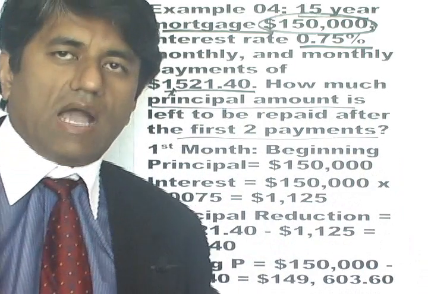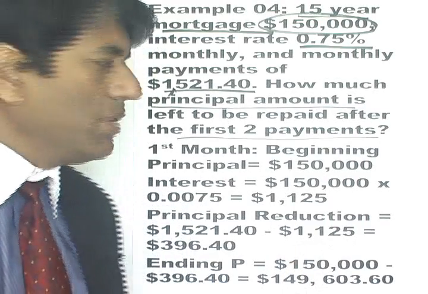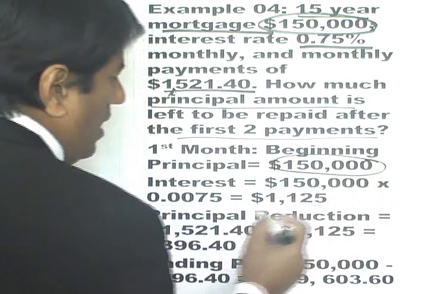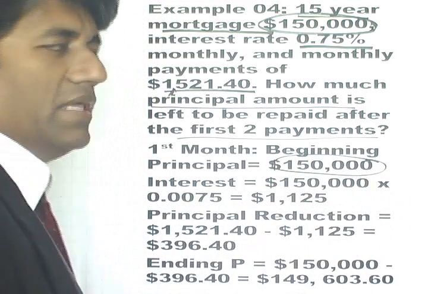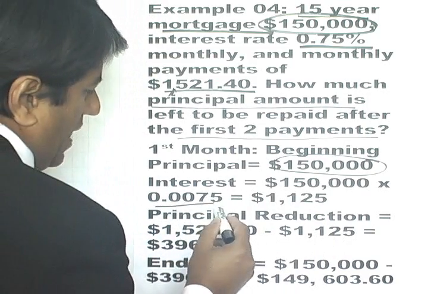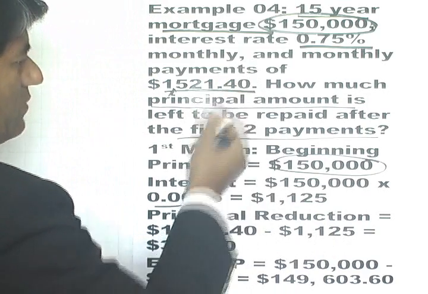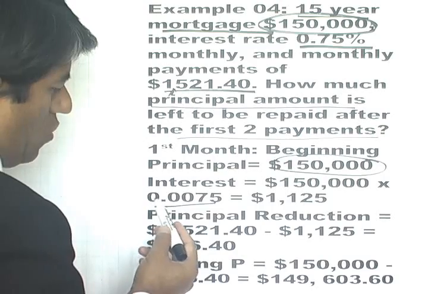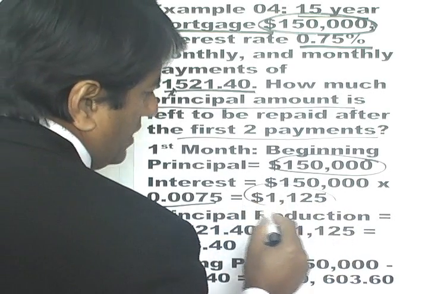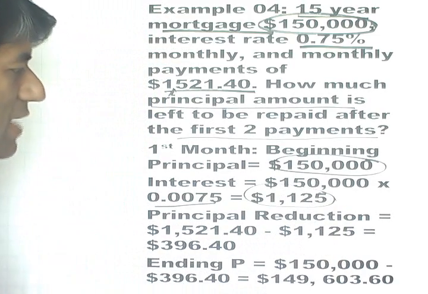Well, again, let us look at how this loan is amortized through time. Your beginning principal is $150,000. The interest for the first month is going to be the beginning principal multiplied by the interest rate, 0.75%, which is 0.0075. So the interest amount is going to be $1,125.